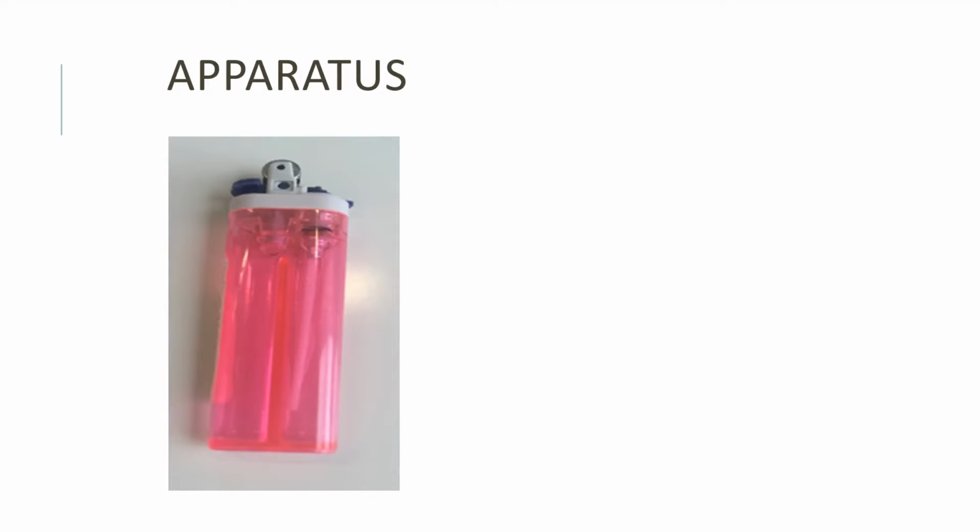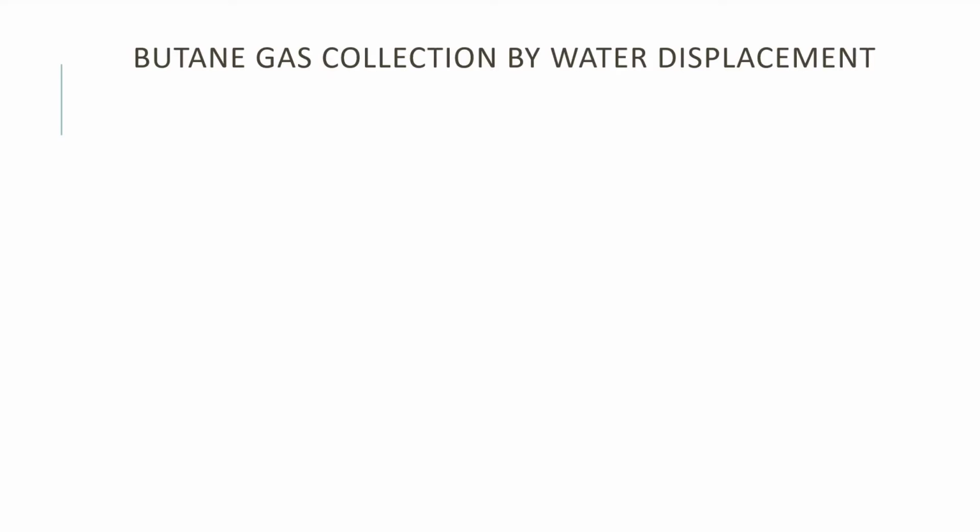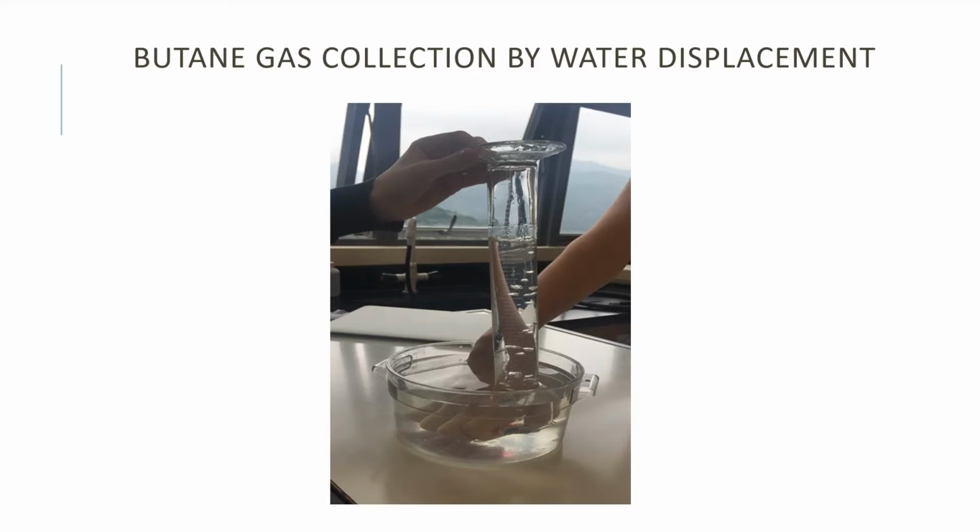Apparatus. In the photo on the left is the lighter that you will use in the investigation, and the photo on the right shows the apparatus used in the lab to collect the gas from the lighter. Butane gas collection by water displacement. In this photo, the lighter is in the mouth of the graduated cylinder and is releasing the butane gas, which is being collected in the bottom of the cylinder.